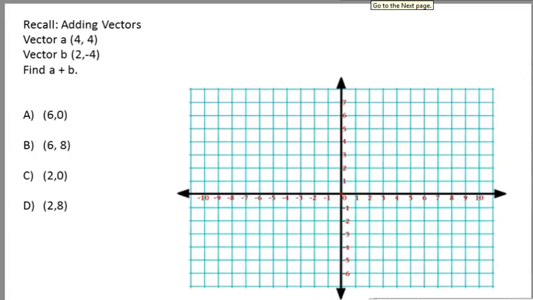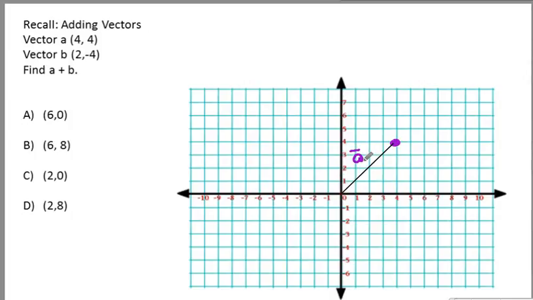So I want to do a quick review of adding vectors. Remember, we have two ways of adding vectors. Notice that the vectors that we're going to add are in component form or XY form. If I have vector A, it's represented by 4, 4. That means I go to the point on the coordinate plane of 4, 4, so that's to the right 4 and up 4. This point is not my vector. The segment that I draw from the origin to that point is my vector. So this is vector A.